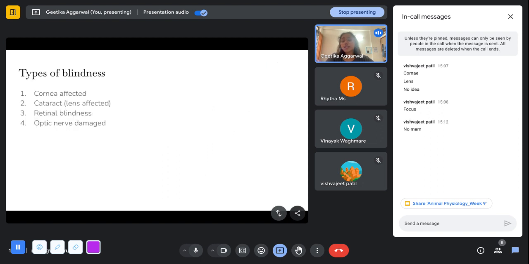Now, having looked at these conditions, let's move on to the types of blindness that people can develop because of different parts being damaged in the eye. So, first type is when the cornea is affected. Second is developing cataract, which also happens mostly with age, where the lens gets affected. Third is retinal blindness, where the retina, or these rods and cones, are getting affected. And the last one is when the optic nerve itself is damaged.